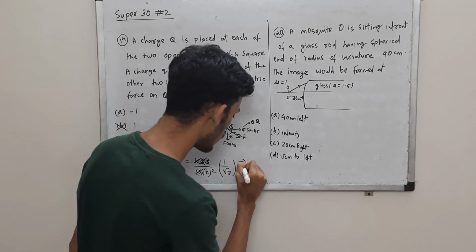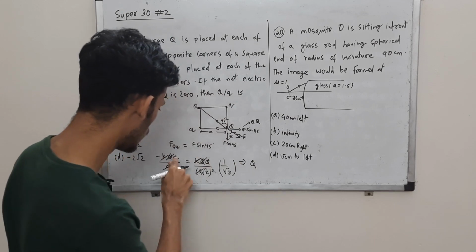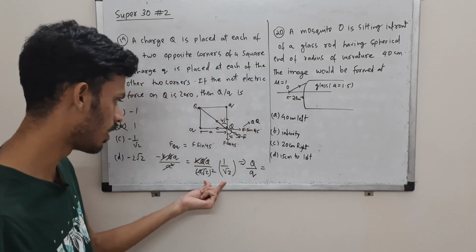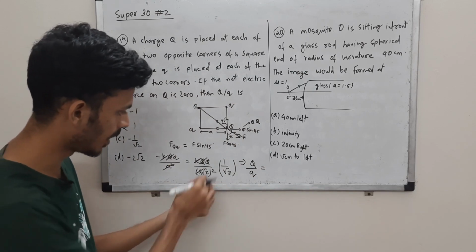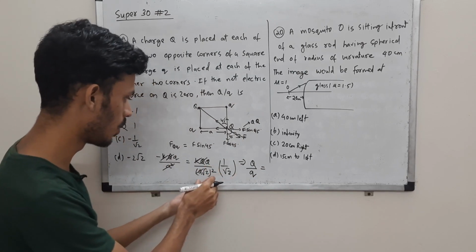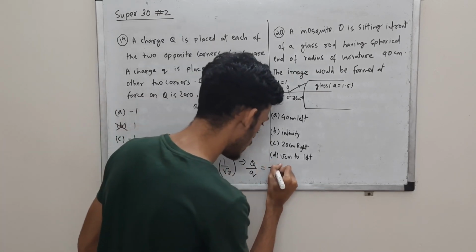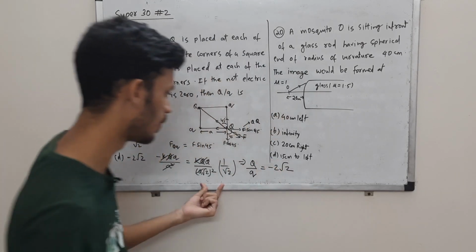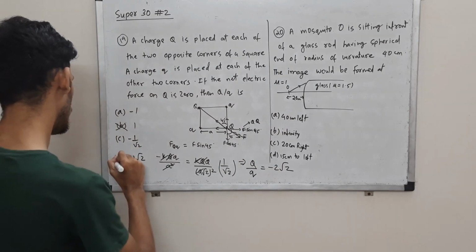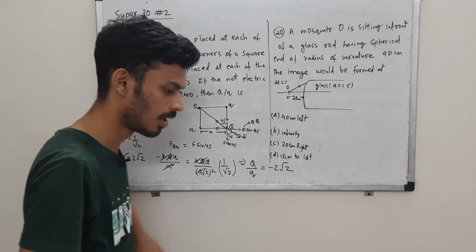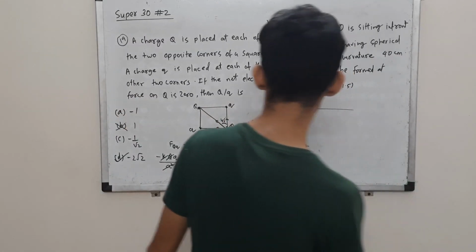We want to find capital Q by small q. So capital Q is over here, small q, bring it over here, and in the denominator we have 2 and root 2. This will go in the numerator, and the minus sign on the other side. So the ratio is minus 2 root 2, which is option D. I hope the approach is clear. So that is how you do this question.